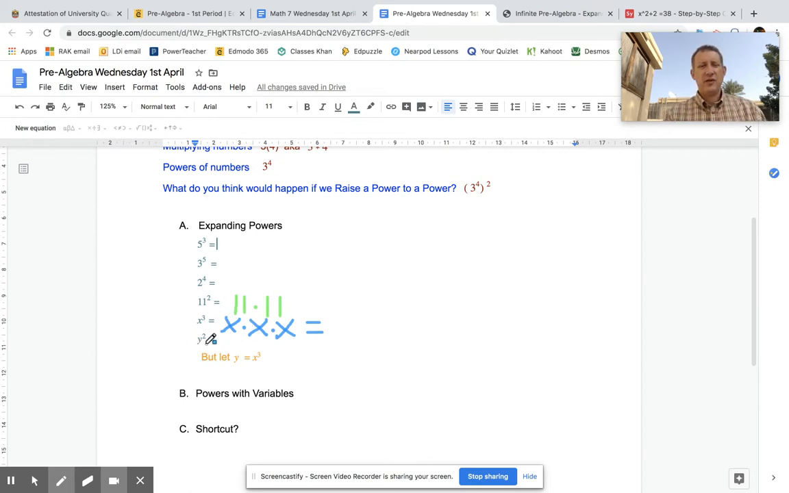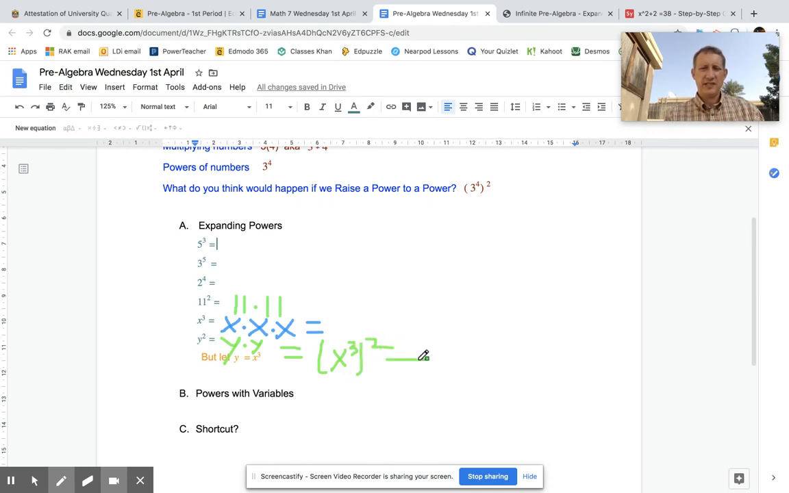Okay, so what would y squared be? Let's expand that out. Y squared, expanded out, is going to be y times y. Okay. But what if y equaled x to the 3rd? What if y was a function of x? What if we substituted y with x to the 3rd? Well, then y squared would actually be x to the 3rd squared, right?